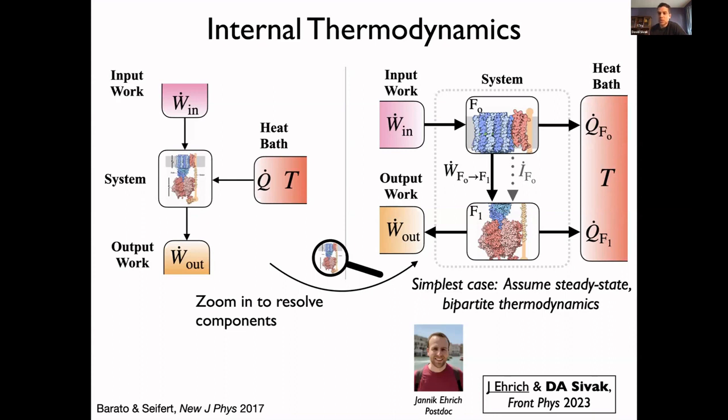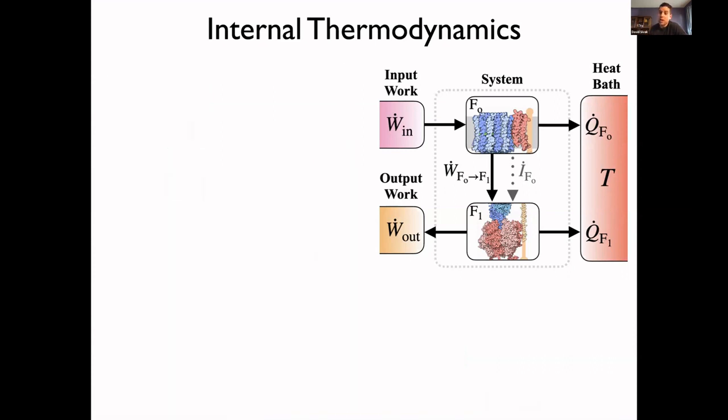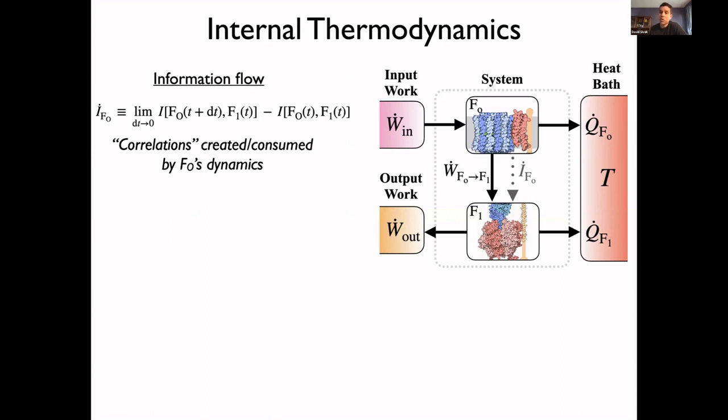But let's talk a little bit more about this information flow. Like, what is this quantity? So literally, it's the rate of change of the mutual information between the two different subunits. So loosely speaking, the correlations between the state of F0 and the state of F1, how is that mutual information changing as F0 dynamically evolves? So loosely speaking, what are the correlations that F0 creates or consumes with F1, right? How does it increase or decrease correlation with F1?